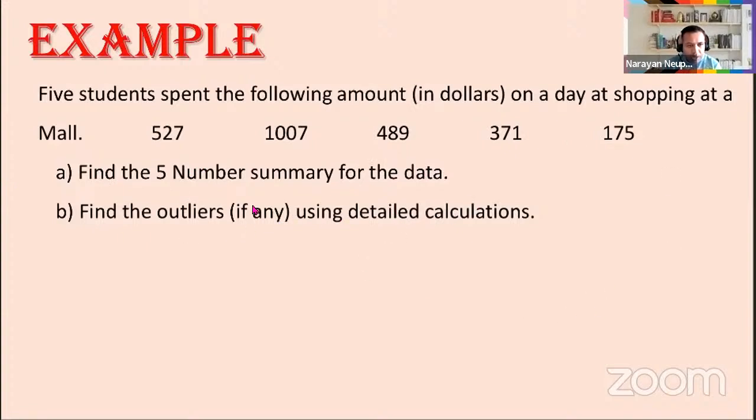So now, if you want to find the 5 numbers summary, what you have to do is you enter this data in your calculator. Okay, so first thing you do is enter data for the first part. Let me write here. Enter data under L1 in TI-84 calculator.